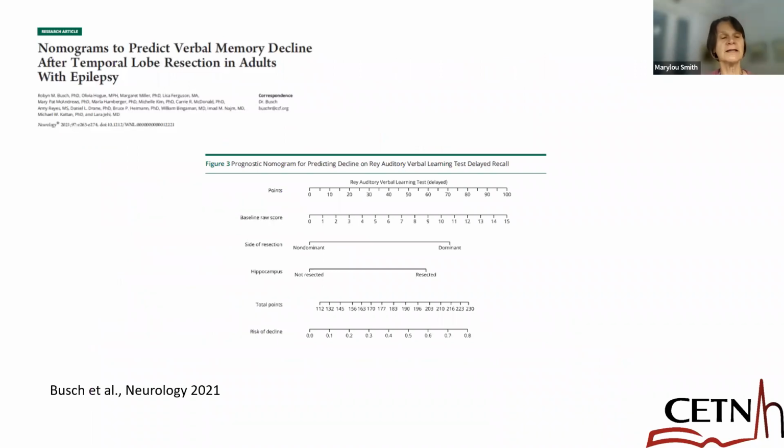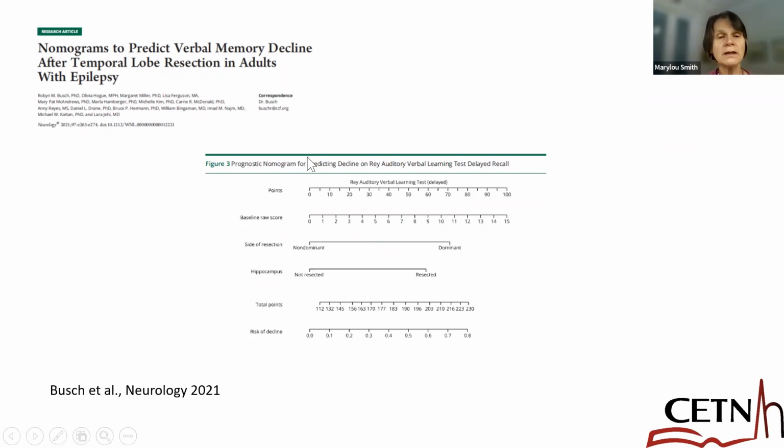Now, here's an example taken from a recent publication by Robin Bush on a nomogram to predict verbal memory decline after temporal lobe resection in adults with epilepsy. This is a predictive model based on a test that is commonly used, the Rey Auditory Verbal Learning Test, the delayed recall. In this study, they looked at a large number of patients from multiple surgery centers, and they identified a number of predictors of decline after surgery. They were then able to develop this predictive model.